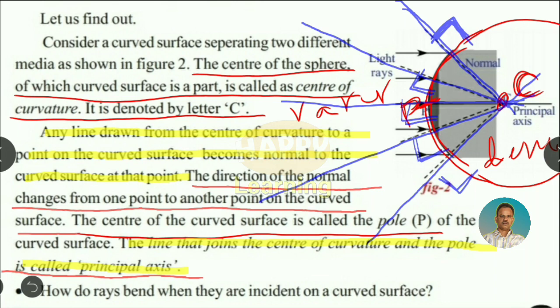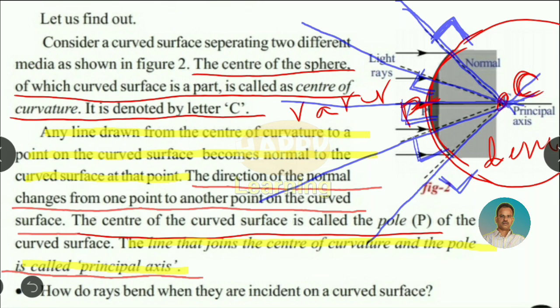So students, here we have learned 3 points. Number 1, there is a curved surface. It is separating two media. The white portion is the rarer medium, and the dark portion is the denser medium. The center of curvature means if you extend the curved surface, you will get a circle, and the center of that circle is the center of curvature.